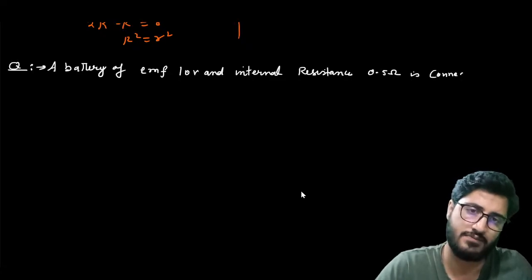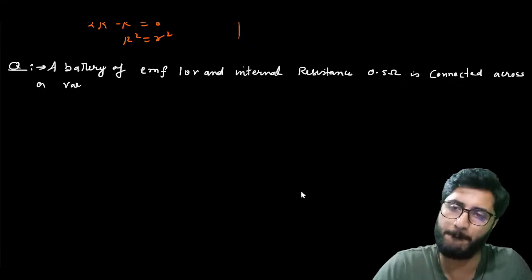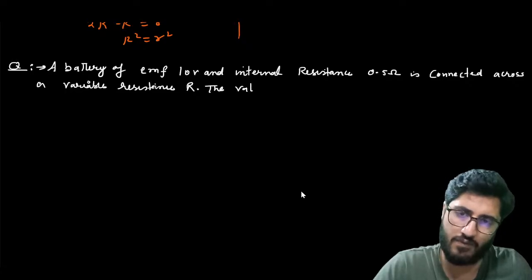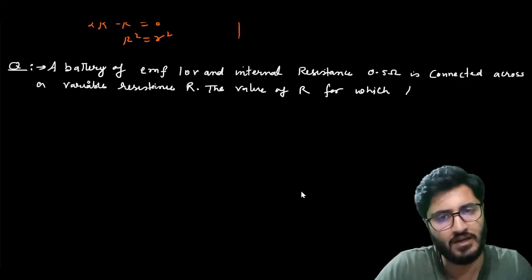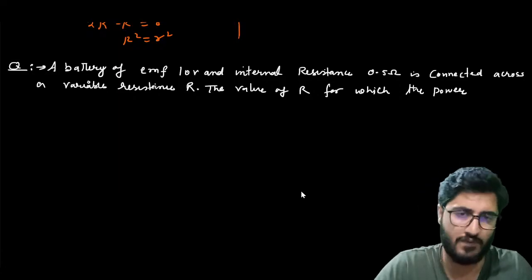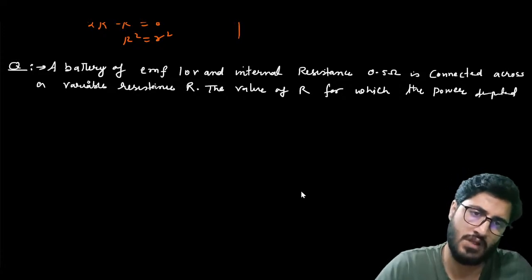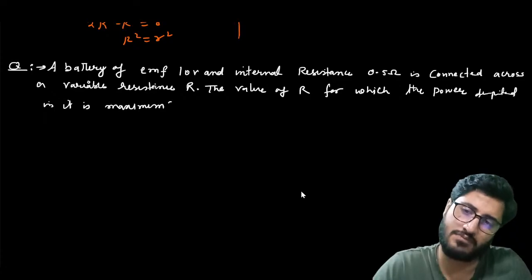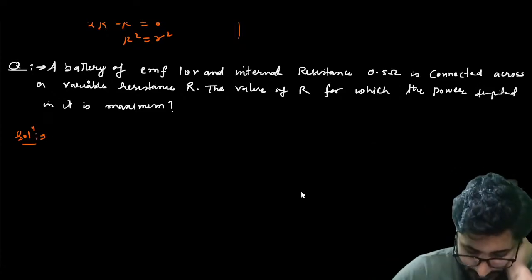is connected across a variable resistance R. The value of R for which the power dissipated in it is maximum. Okay. So what will be the answer?